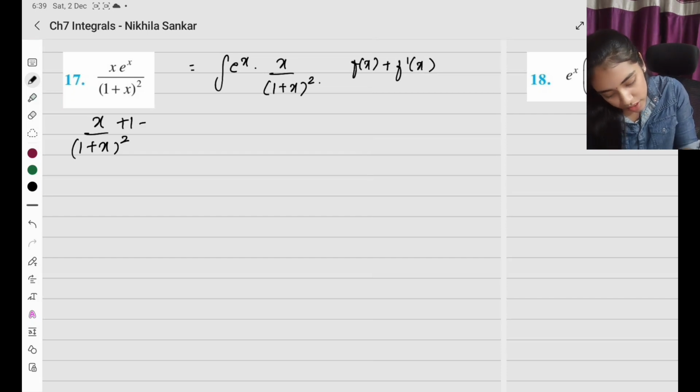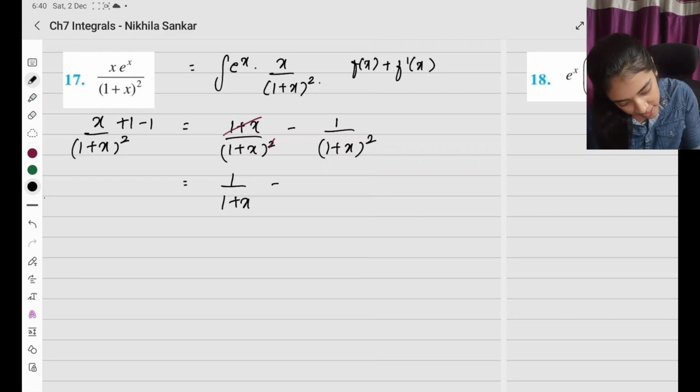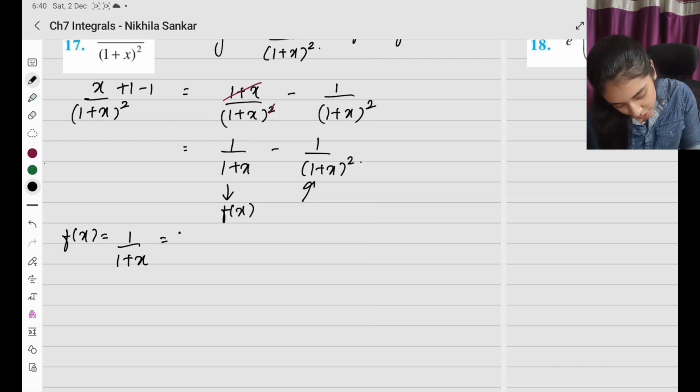நம்ம யூசுவலா போடுற ட்ரிக் plus 1 minus 1. So I can split it as 1 by 1 plus x divided by 1 plus x the whole square minus 1 by 1 plus x the whole square. So I can cancel this and this. So this is basically 1 by 1 plus x minus 1 by 1 plus x the whole square. If you take this as f of x, you have to check if you get this when you differentiate. So f of x and 1 by 1 plus x. So f dash of x, you have u by v.